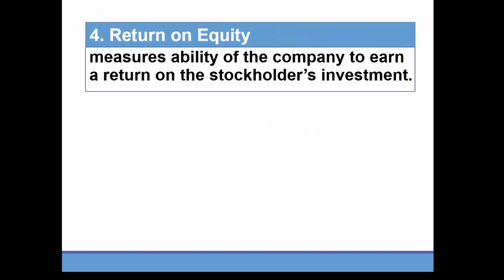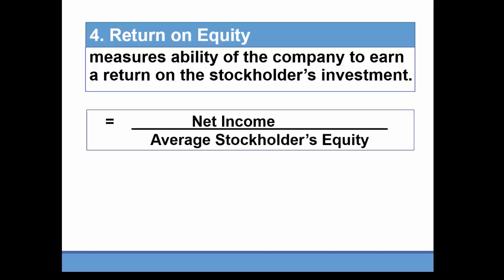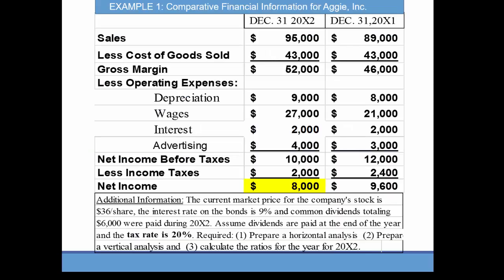We also want to take a look at return on equity. This just looks at how did management use the stockholders' investment to generate profit. So the formula is net income over average stockholders' equity. Now in this calculation, we're just looking at all equity. We're not going to break it down by various classes of stock. So we will go to our income statement, and for the numerator, all we need is the income of $8,000.